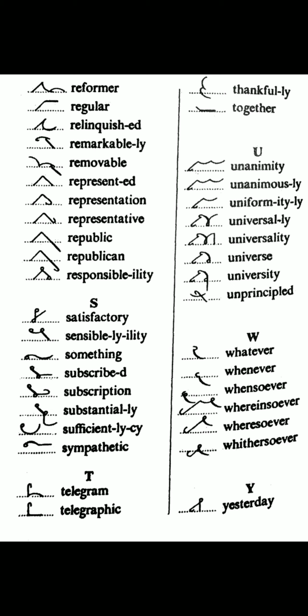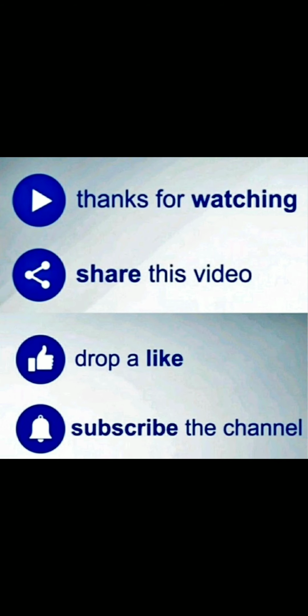Through the line war, whithersoever, S circle with V through the line. And Y with S circle with T on the line is used here for yesterday. So this is the special list for contractions alphabetically arranged.